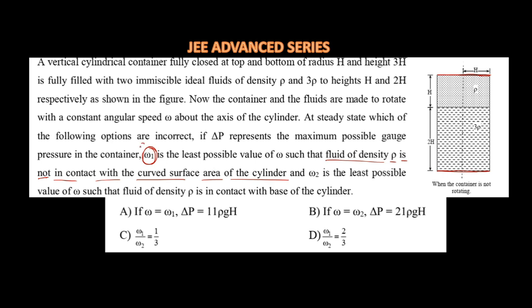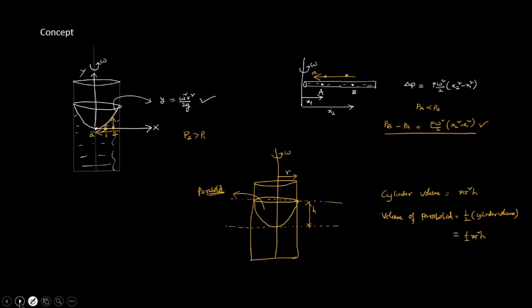This is an important statement to understand. So for the curved surface of the cylinder, that means this side surface, that rho liquid should not touch this surface. Okay, then how to solve this? So you can draw the diagram in this way. Let us take, this is the cylinder.